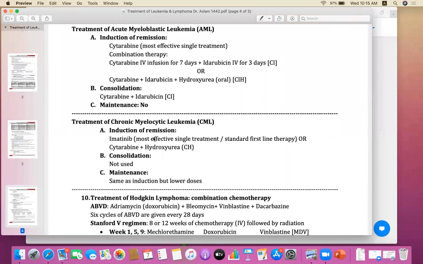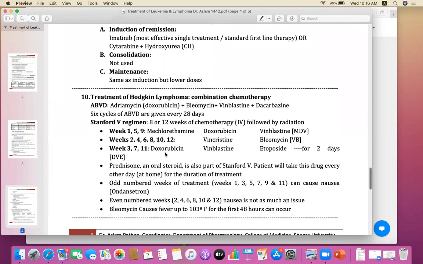Treatment of chronic myelocytic leukemia: imatinib is the most effective single treatment and the standard first line therapy, or you can prescribe CH, that is cytarabine and hydroxyurea. Consolidation is not generally used in clinical practice, and maintenance is the same, but the dose is low.